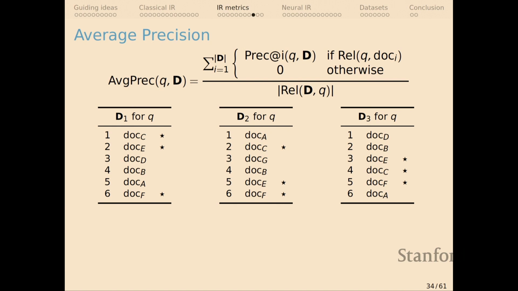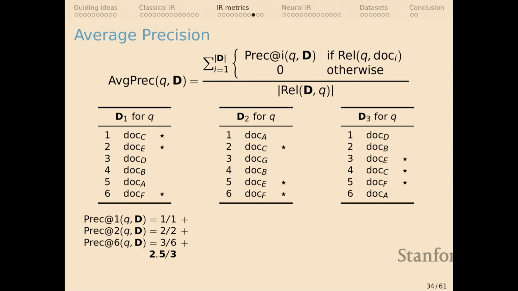Here's an example. Same 3 rankings that we had before. And what I'll show you are these precision calculations. So for the first one, we have stars at position 1, 2, and 6. And so we accumulate the precision values for 1, 2, and 6. And those are, I hope, the ones I've given there. That sums to 2.5. And then we divide that by 3, which is the number of relevant documents.